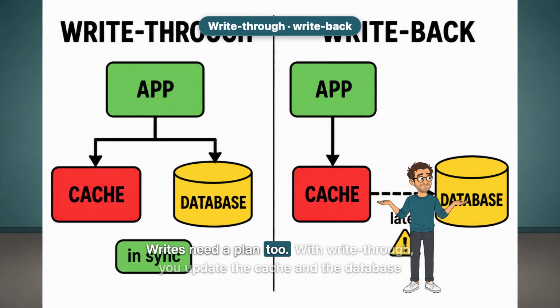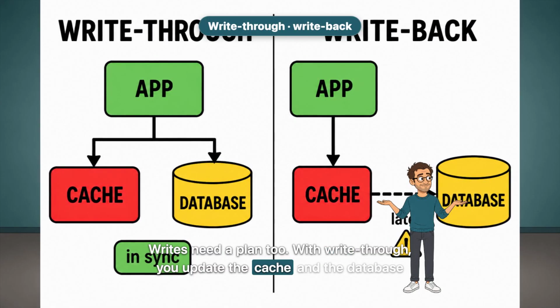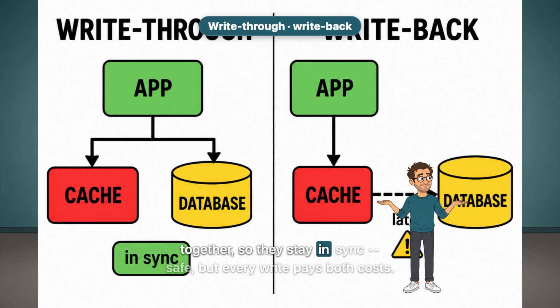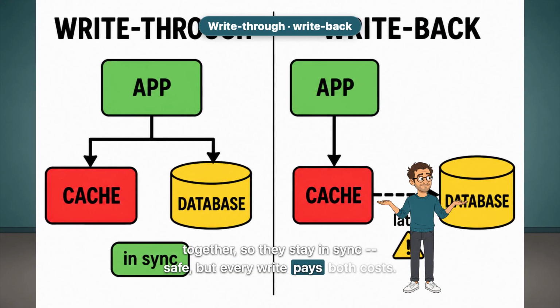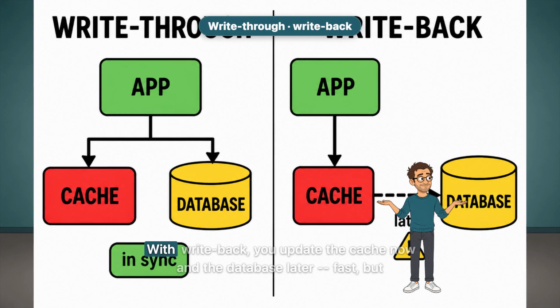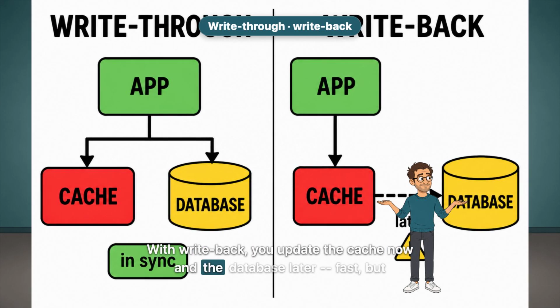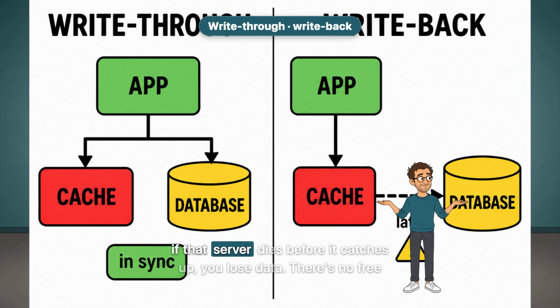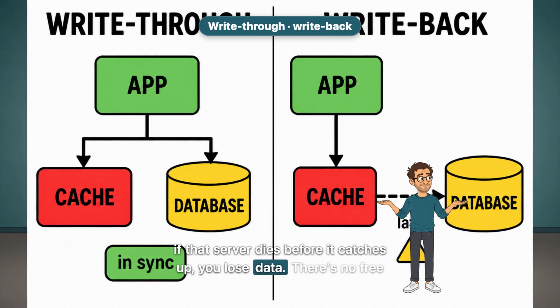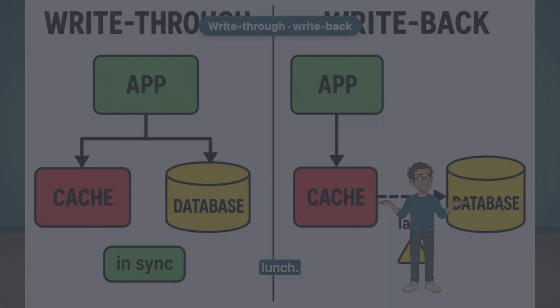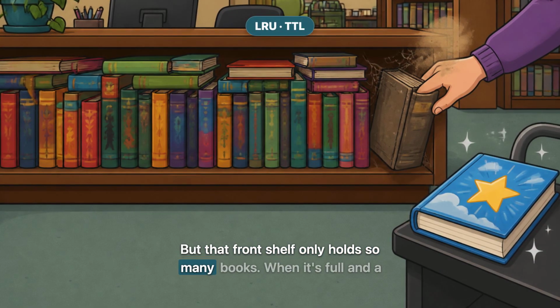Writes need a plan too. With write-through, you update the cache and the database together so they stay in sync. Safe, but every write pays both costs. With write-back, you update the cache now and the database later. Fast, but if that server dies before it catches up, you lose data. There's no free lunch.